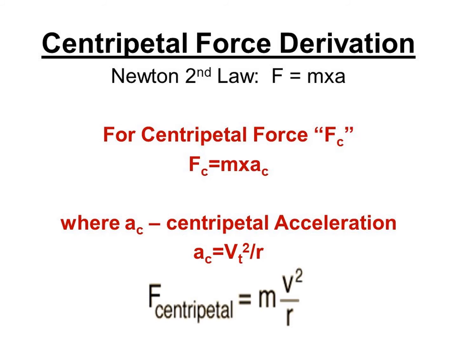In the previous class we have seen centripetal acceleration is equal to v square by r. So F equal to m into v square by r. So centripetal force is equal to mv square by r. You should remember the formula for centripetal force equal to mv square by r.